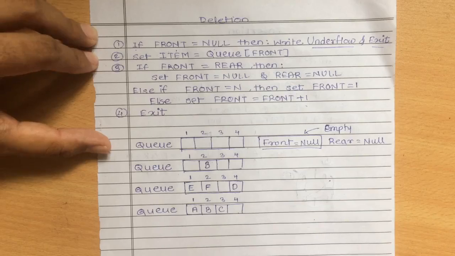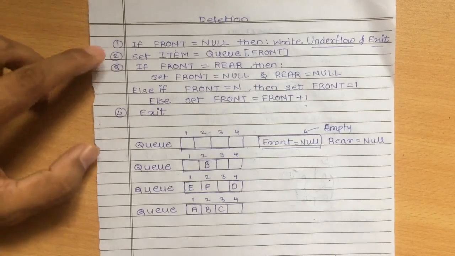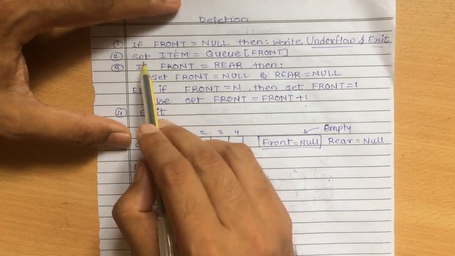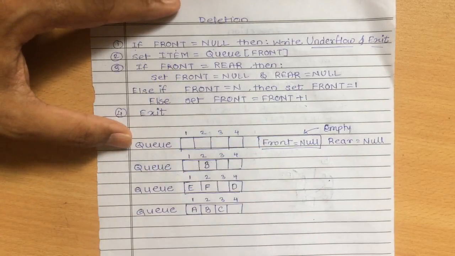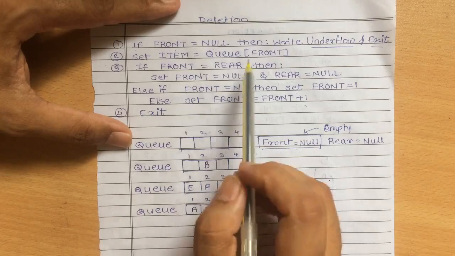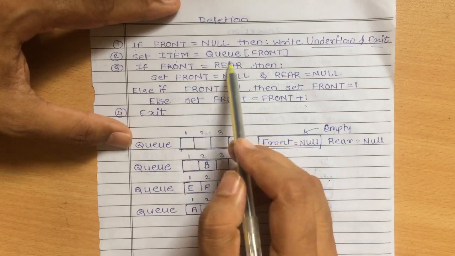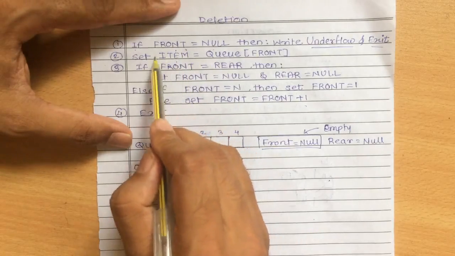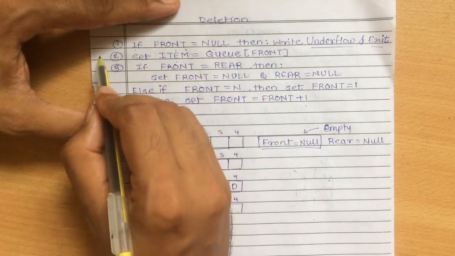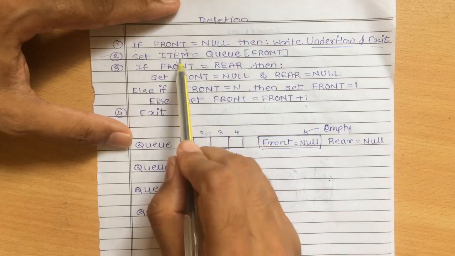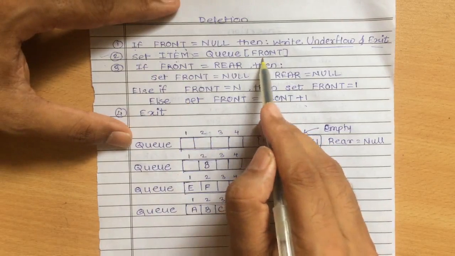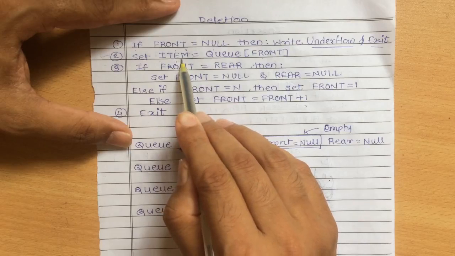Suppose elements are present, then what do we have to do? For that we have written the second and third steps. In the second step, whichever element we have to remove, we have to store it in another variable. For that we have used one variable by the name item. The second step simply stores the element present at the front in this variable item.